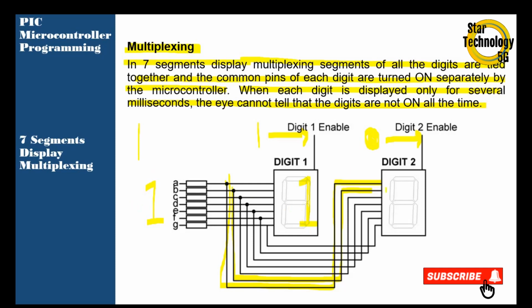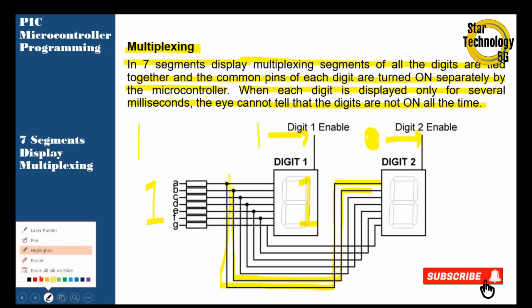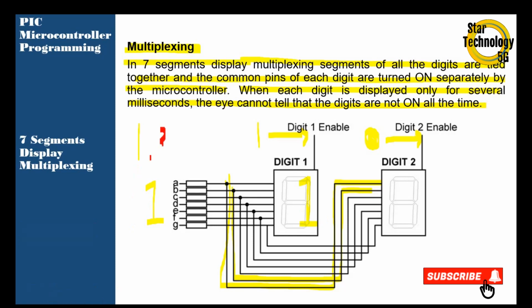And when we want to display a number on digit 2, just like we want to display number 3 on digit number 2, we will send this code 3 to the segments and we will turn off this display and we will turn on this display and it will display number 3 on digit number 2. This procedure we call multiplexing.